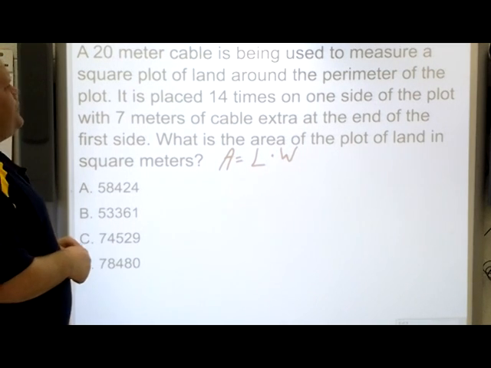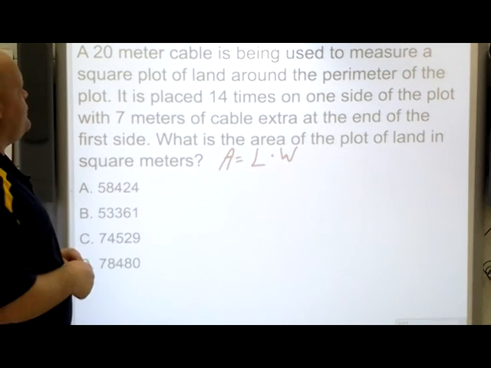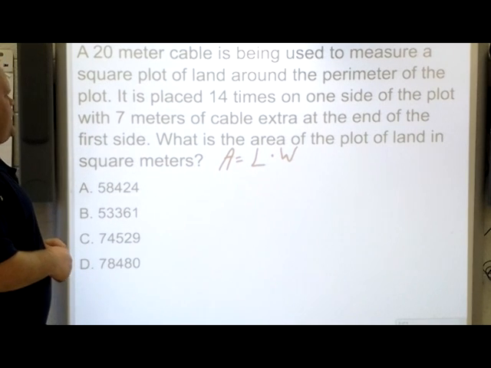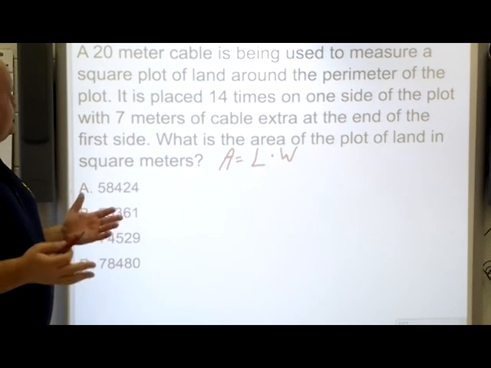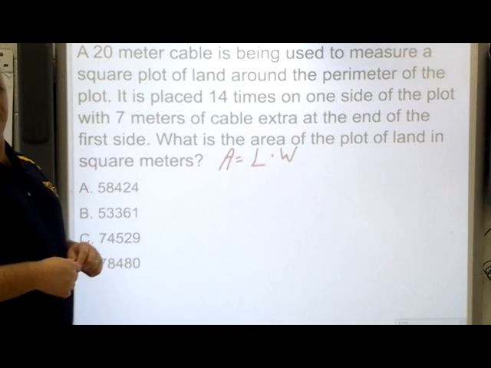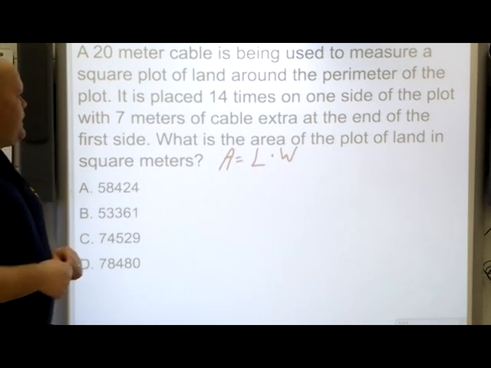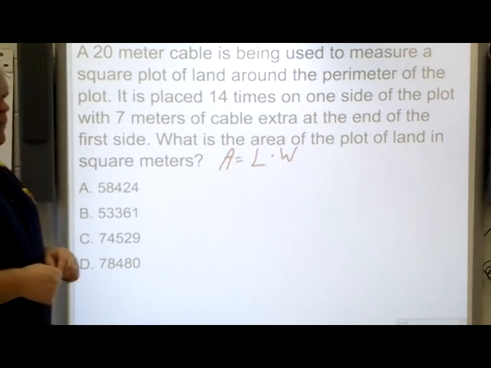A 20-meter cable is being used to measure a square plot of land around the perimeter of the plot. It is placed 14 times on one side of the plot with 7 meters of cable extra at the end of the first side. What is the area of the plot of land in square meters?